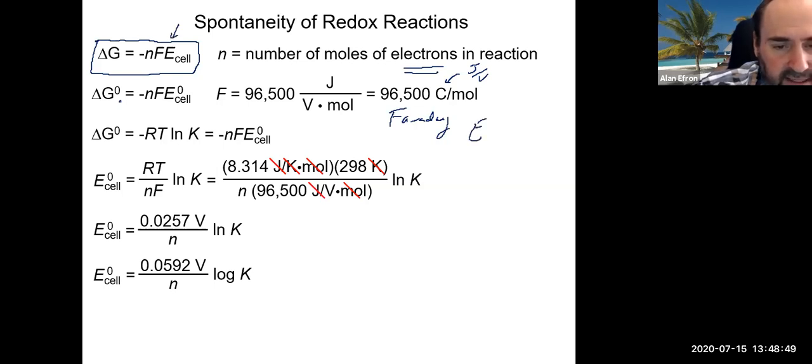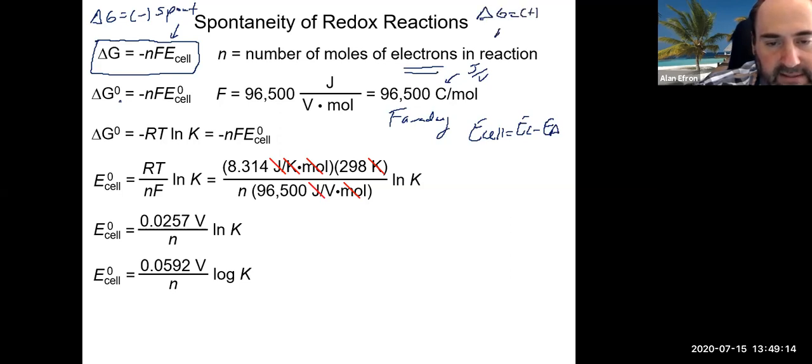So that E of the cell is the same stuff we've been doing, our cathode minus our anode, again, if you choose, obviously, to do the minus part of it. So what does this mean in terms of the relationship between E and delta G? We know from our previous chapters that if delta G is negative, it's a spontaneous reaction. And if delta G is positive, it's a non-spontaneous reaction.